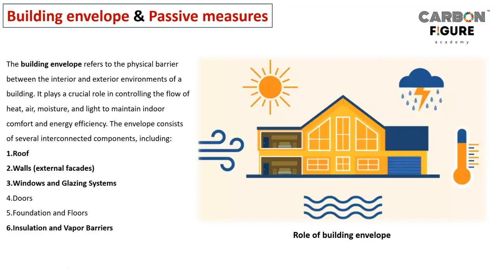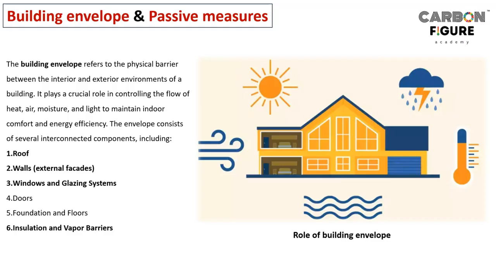What is meant by building envelope? It refers to the physical barrier between the interior and the exterior environments of a building. It plays a crucial role in controlling the flow of heat, air, moisture, and light to maintain indoor comfort and energy efficiency. The envelope consists of several interconnected components, including roof, walls, that is external facades, windows and glazing systems, doors, foundation and floors, insulation and vapor barriers.